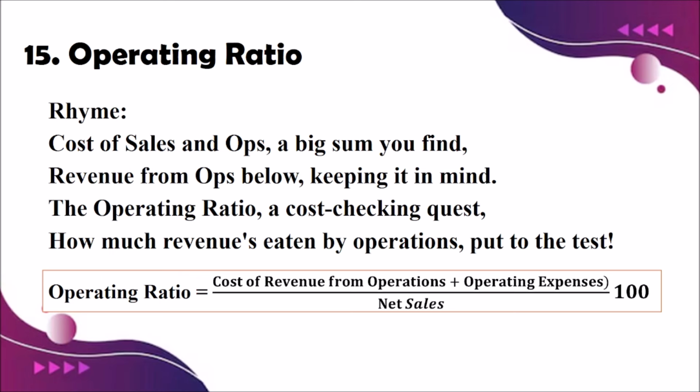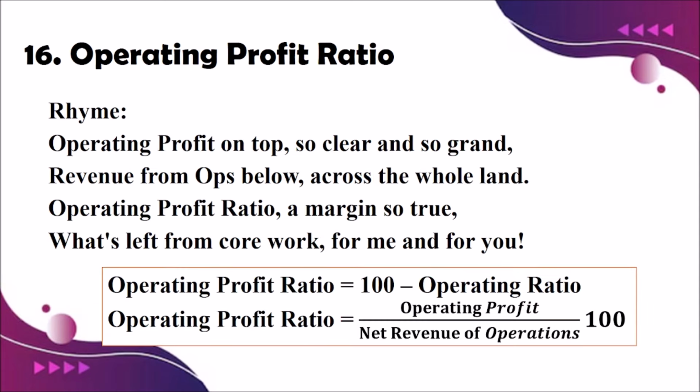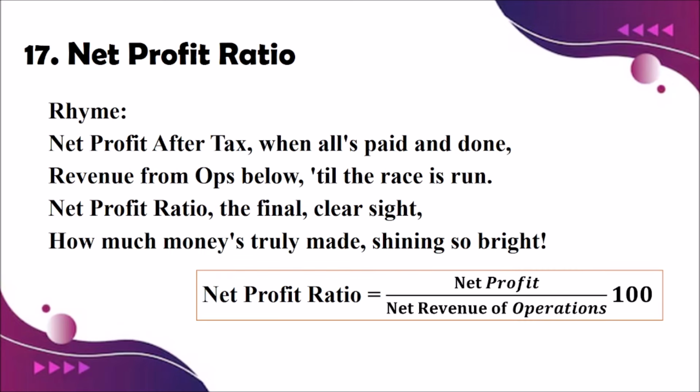Operating ratio, coming under profitability. Read the rhyme, and the equation is cost of revenue from operation plus operating expense, or we can say operating cost by net sales into 100. Operating profit ratio, simple equation: 100 minus operating ratio, and also you can follow operating profit by net revenue from operation into 100. Kindly read this rhyme that includes all the items related to operating profit ratio.